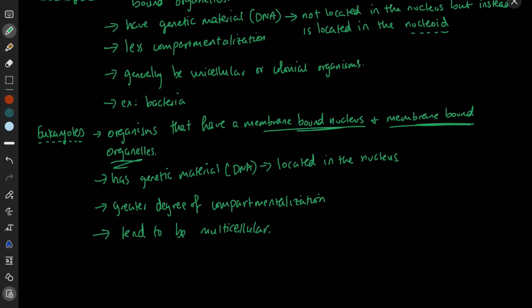Now, of course, there can be exceptions to this general tendency for most eukaryotes to be multicellular, and so you can have unicellular eukaryotes, but generally speaking, they tend to be more so multicellular. An example of a multicellular eukaryote is humans, right? And an example of a unicellular eukaryote, which is much rarer, is yeast.